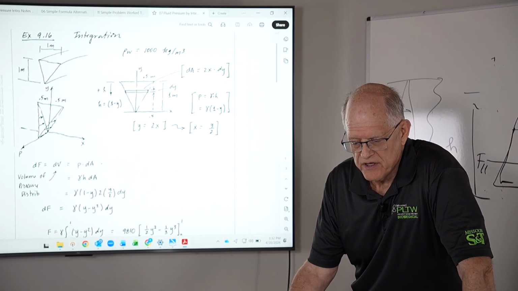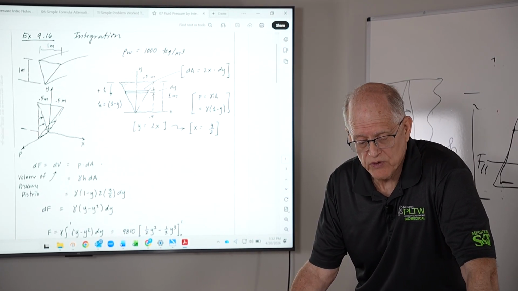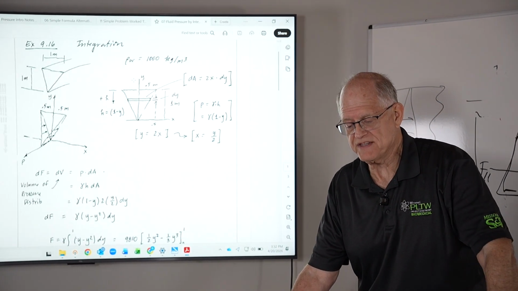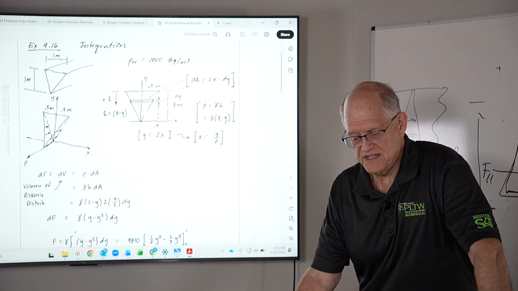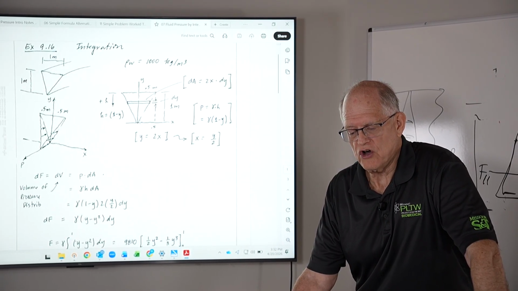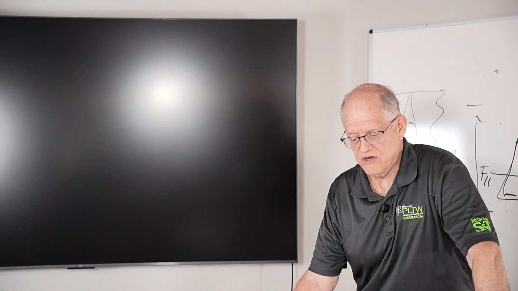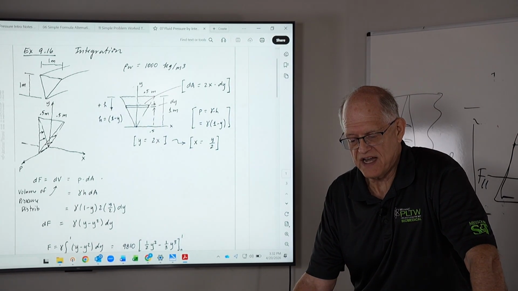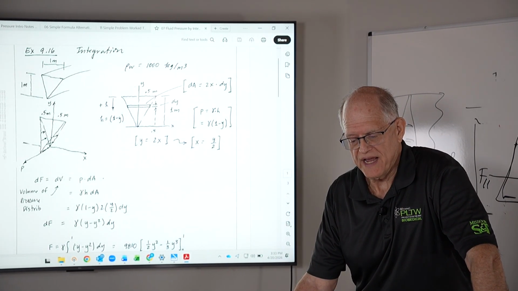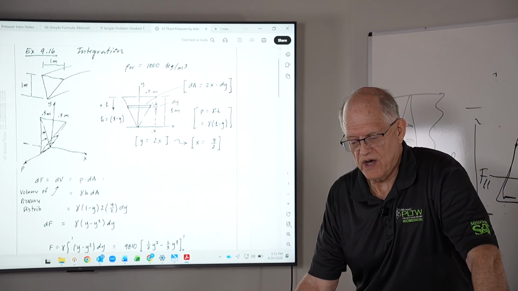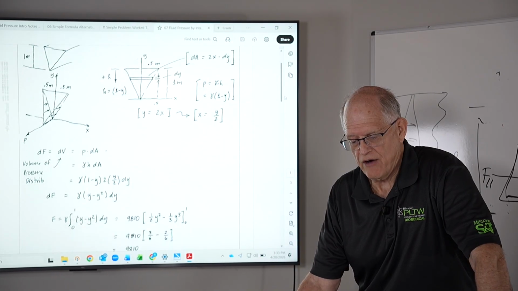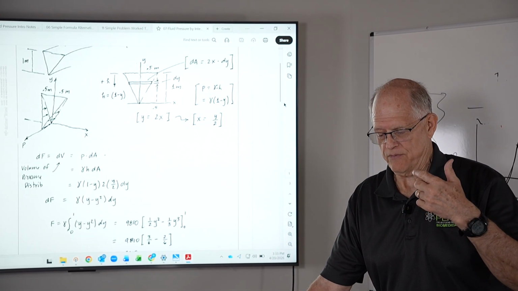So that's the dA. The pressure is equal to gamma h. But h is the distance from the top of the tank down to dA. The top of the tank is at 1 meter, and the height of this slice is y. And so my h is 1 minus y. Finally, my pressure is gamma times 1 minus y. So now we've defined pressure and we've defined dA.